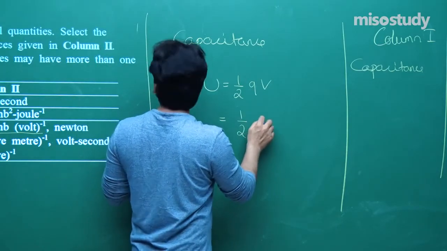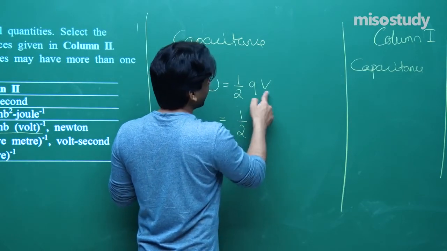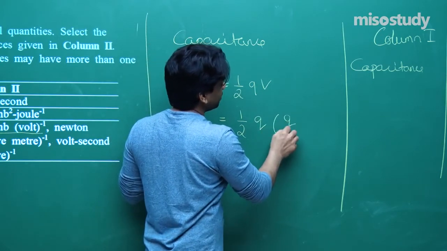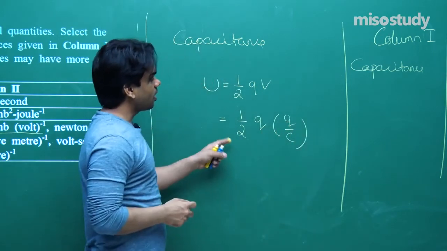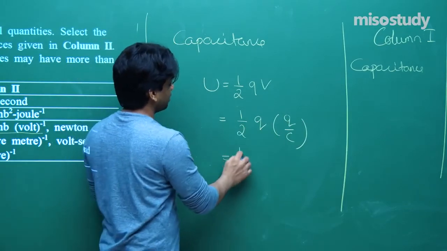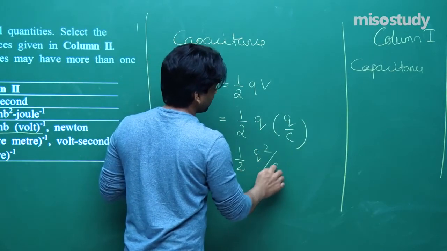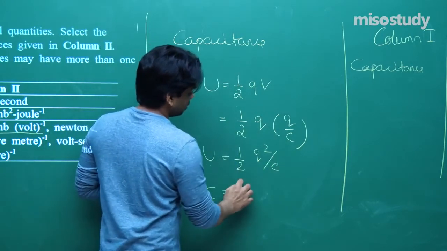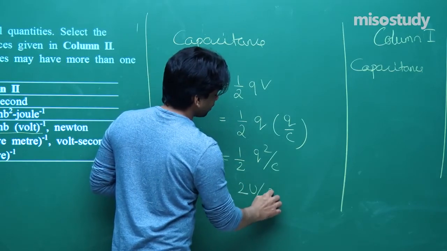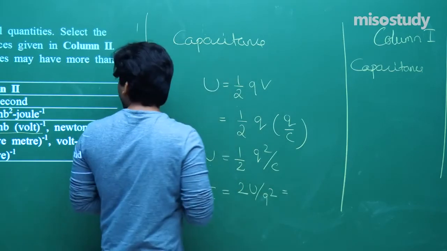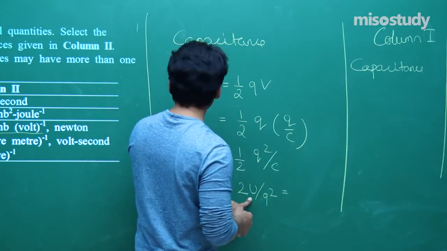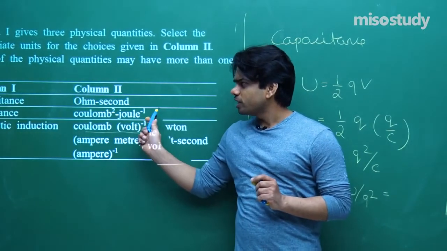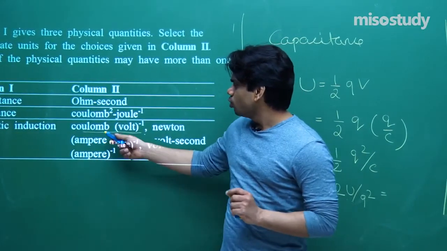So that will be half CV square, or if we replace V as Q by C, half Q square by C. Now pretty much clear to us, C can be written as 2U by Q square. If I write the units, energy unit is joule, and we don't have any unit here. Here we are having coulomb square per joule, so this won't be the unit for capacitance. We got coulomb per volt here.